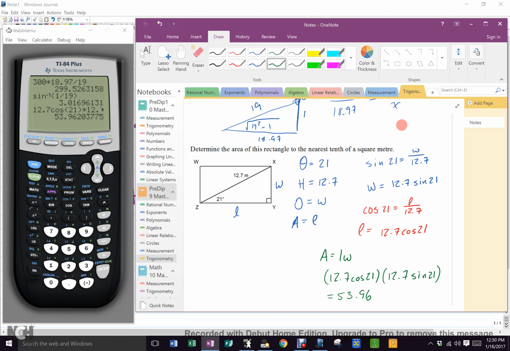Amsherman, it says nearest 10th of a square meter. Okay, so 54. I didn't see that, sorry, because I'm used to saying 2 decimal places. Okay.